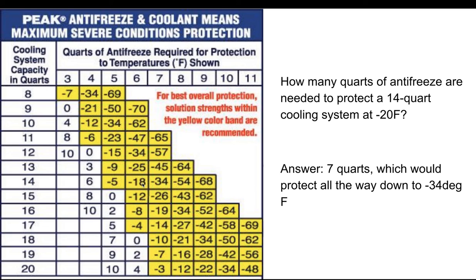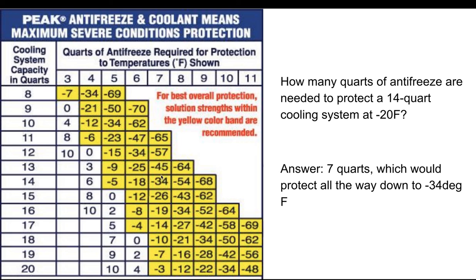6. That's close, but negative 20 is still colder than negative 18, so it looks like we're still going to have an engine freeze. We have to jump up to 7. Yes, 7 protects to negative 34 degrees, which is 14 degrees colder than we expect, but you always have to go on the safe side. You have to build in that factor of safety. It's forecasted to be negative 20 degrees Fahrenheit, so let's protect all the way down to negative 34.